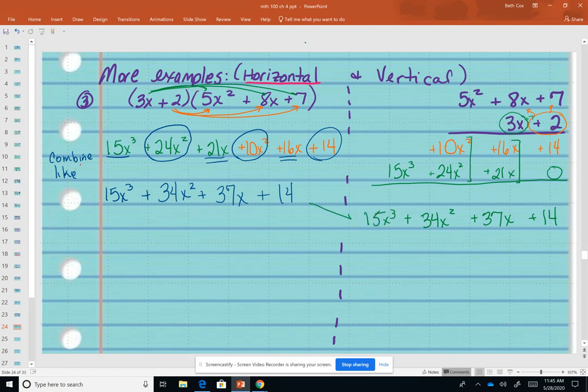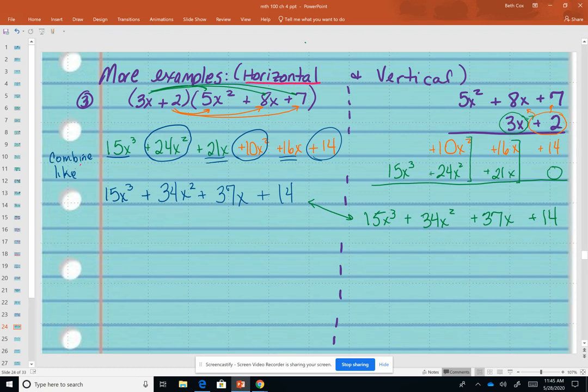So you can see that my final answers are the same. And so either method is up to you. I like the vertical method when the problems get really, really big. And I like the horizontal method when the problems are smaller. So it does not matter. Just wanted to show you both methods.